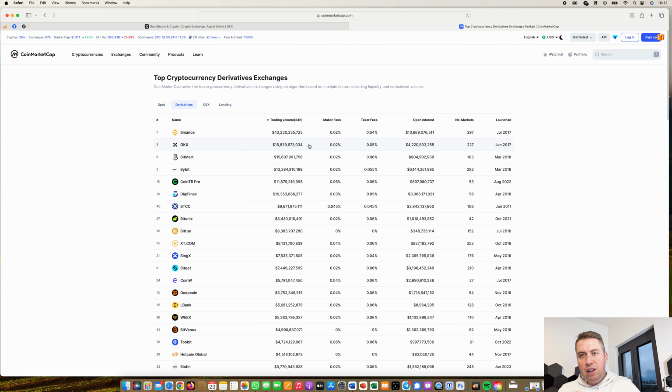And in some countries, you can trade futures on Binance. For example, I'm in Germany, and I can't trade futures on Binance because they don't allow that. So I have to use OKX in order to do that. And when you look at the number of markets, it has a similar amount of coins that you can trade as the biggest exchange worldwide, Binance.